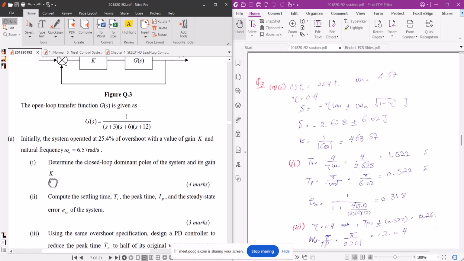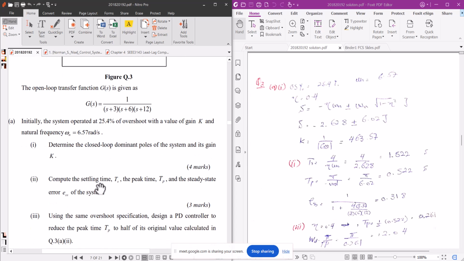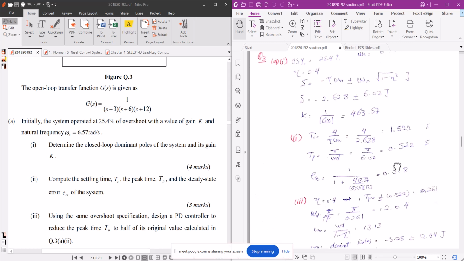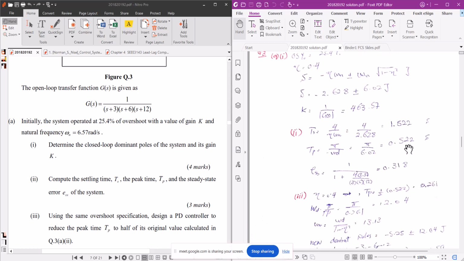This is part 1. Now we come to the second part: compute the settling time, peak time, and steady state error. Very easy, because we need to know two quantities, zeta and omega, and from these we can determine all of these quantities. First we calculate the settling time, Ts, equal to 4 over zeta omega n. This is the standard formula. Zeta omega n is basically this term. So 4 over 2.628 is equal to 1.522, and Tp is equal to pi over omega d. This is your omega d. So pi over 6.02 gives us 0.522 second.